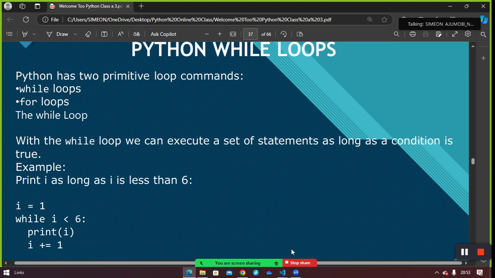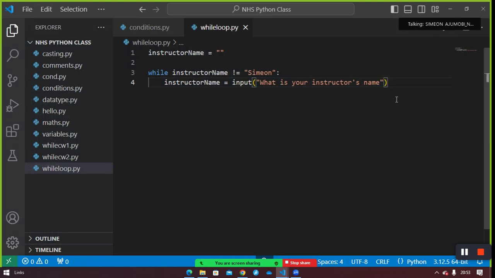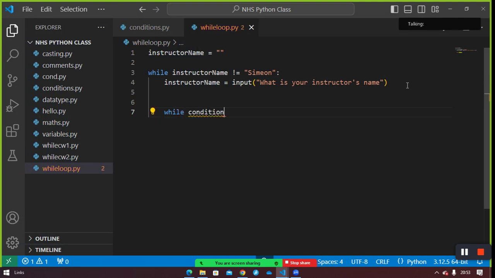So the basic syntax for a while loop is very, very simple. It's nothing but just saying while condition colon, then your block of code comes here. Your block of code comes in here. That's all I did here.